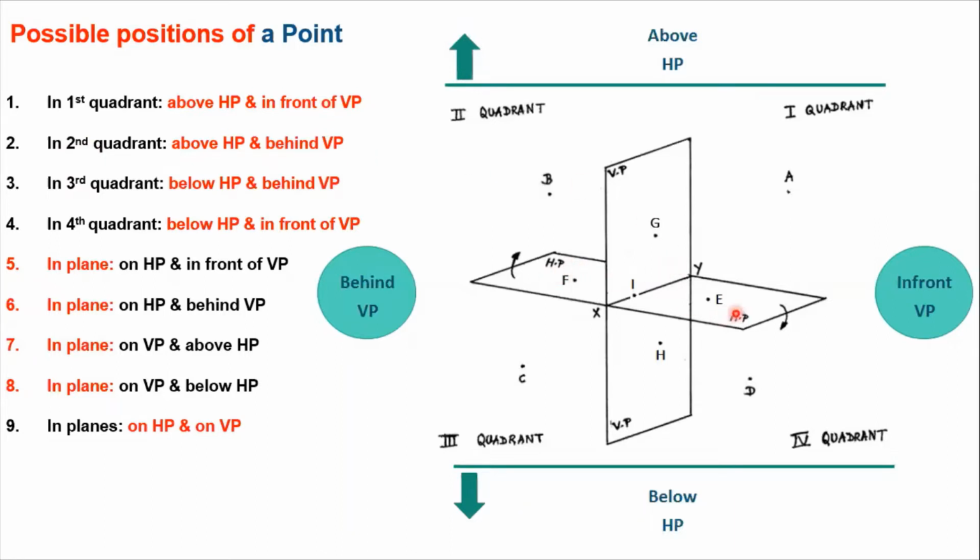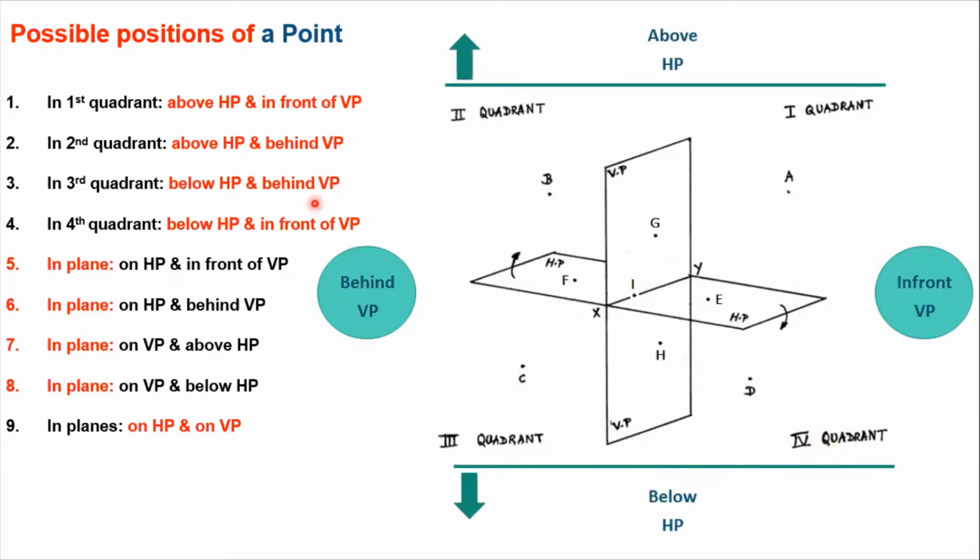So now this is our quadrant system. This is your horizontal plane and this is your vertical plane. Now we will define the space. The space above this horizontal plane would be known as above HP. The space below this horizontal plane would be known as below HP. The space in front of this VP will be known as in front of VP, and the space behind this VP will be known as behind VP. So for this we'll be having 4 quadrants once again: first quadrant, second quadrant, third quadrant and fourth quadrant.